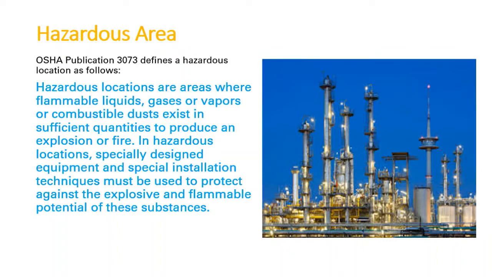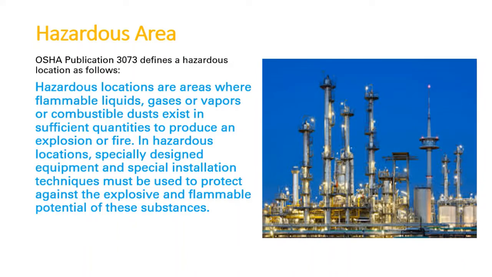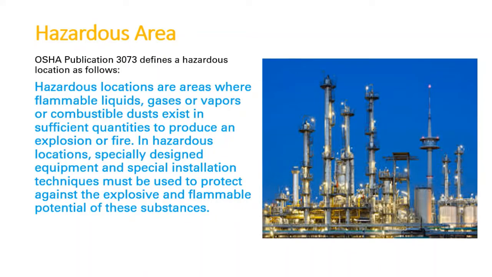As per OSHA Publication 3073, the hazardous location is defined as the locations or areas where the flammable liquids, gas or vapors or combustible dusts exist in sufficient quantity to produce an explosion or fire. In a hazardous location, specially designed equipment and special installation techniques must be used to protect against the explosive and flammable potential of these substances.